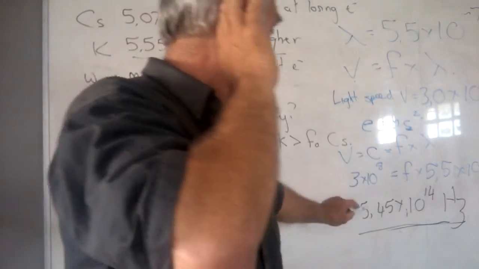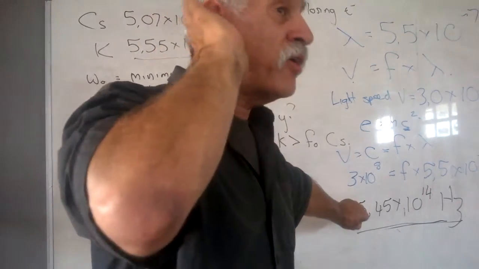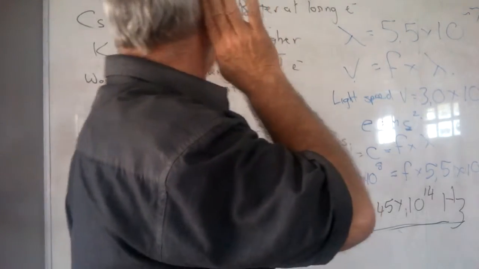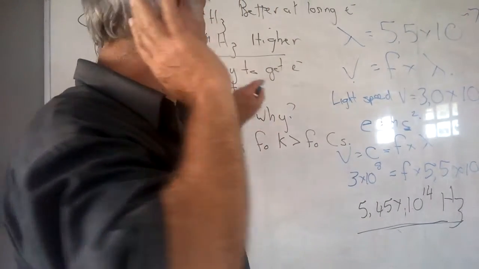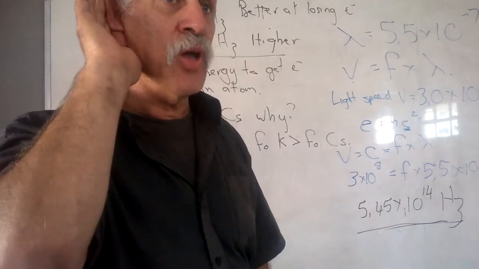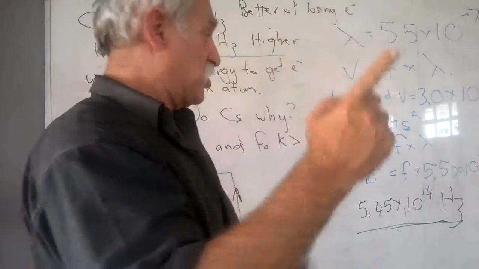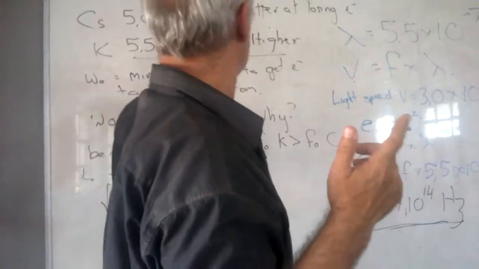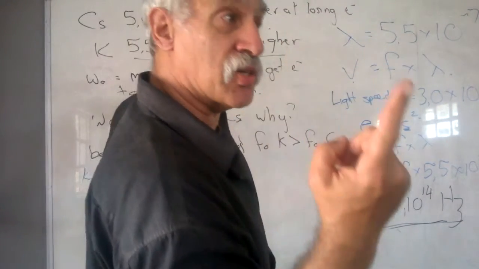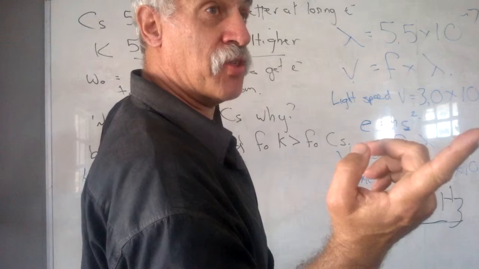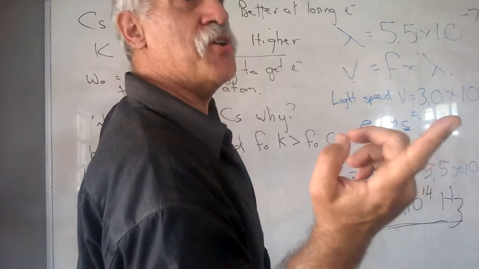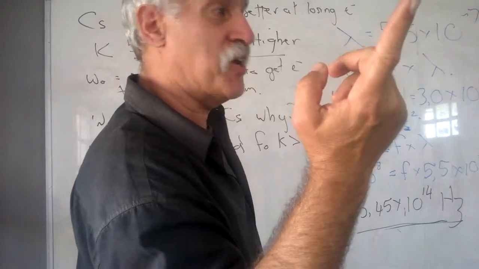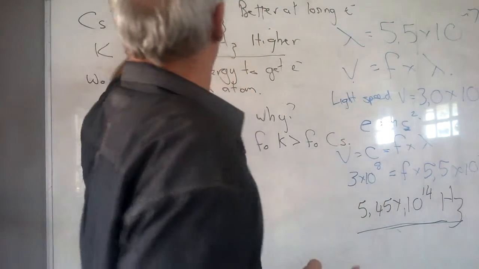Okay, the question is, is this bigger than one of them? Which one? Cesium. Is it smaller than one of them? Yes, potassium. So is this frequency big enough, bigger than the threshold frequency of cesium? Yes. Is it bigger than the threshold frequency of potassium? No. This is where you must get it. You see that number is bigger than that, but smaller than that.